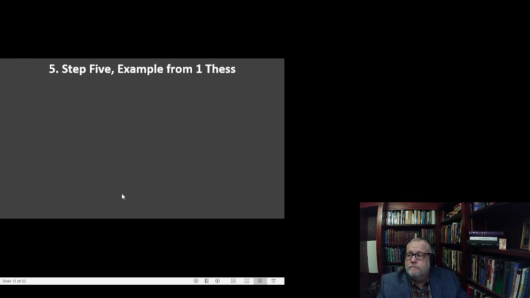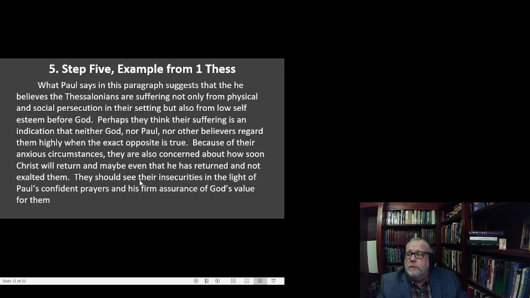All right, let's take a look at the next example. This is the write-up part of the example. What Paul says in this paragraph suggests, and that's a nice word to use when you're dealing with stuff that you've backwards inferenced off of a text. He suggests. You don't want to say that this is certain or anything like that.